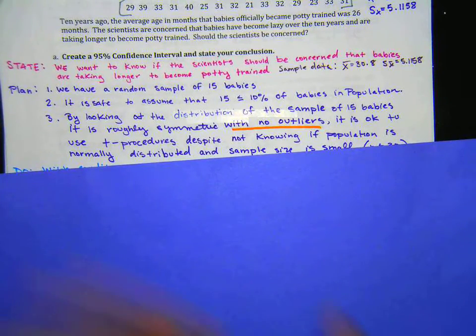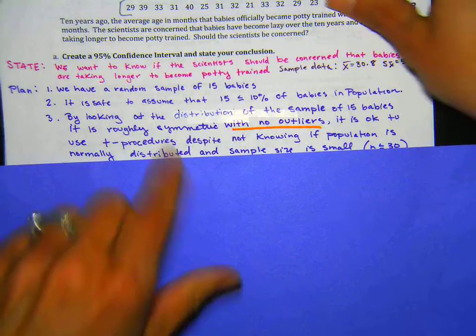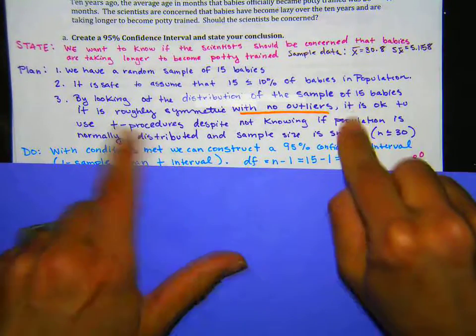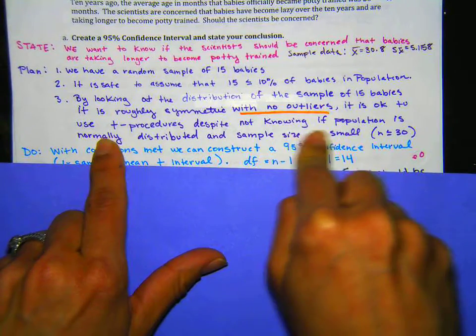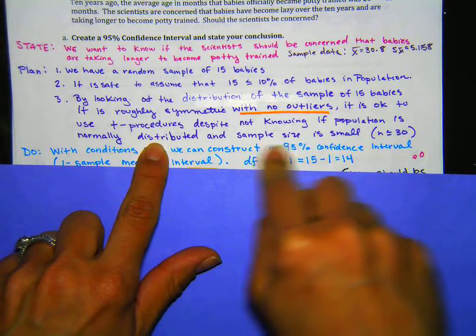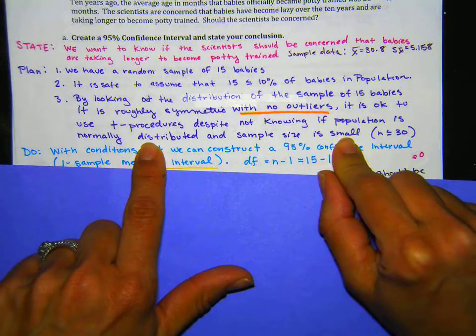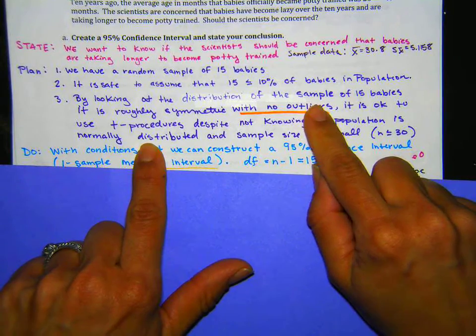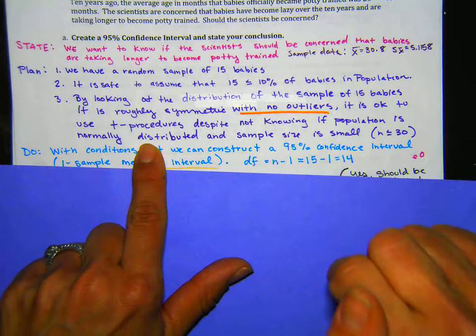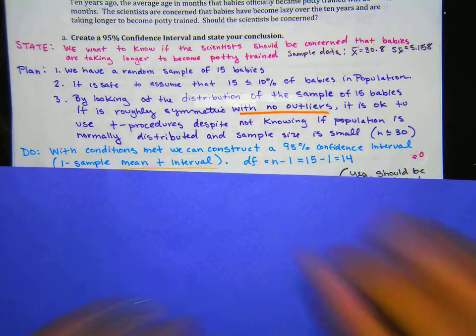So by looking at the distribution of the sample of 15 babies, it is roughly symmetric with no outliers. It is okay to use t procedures despite not knowing the population is normally distributed and the sample being small. Guys, if you wanted to throw out those outliers, you could. You could definitely throw them out. You would have to recalculate x bar and your standard deviation.